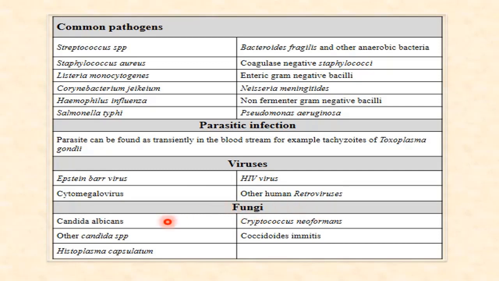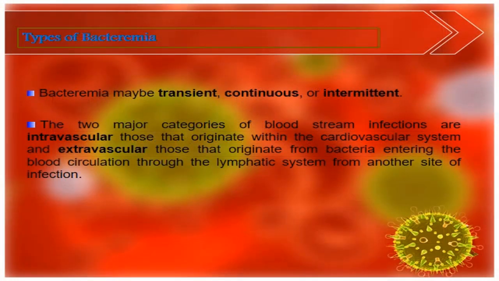Fungal causes include Candida albicans, especially in immunocompromised patients, Cryptococcus neoformans, other Candida species, Coccidioides immitis and Histoplasma capsulatum. Fungal infection occurs in the young and the older and in immunocompromised patients. Now, after we have clearly defined bacteremia, what are the types of bacteremia? Bacteremia may be transient, continuous, or intermittent.